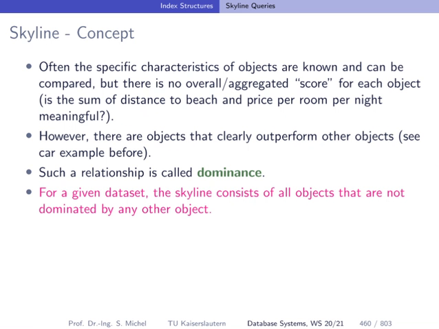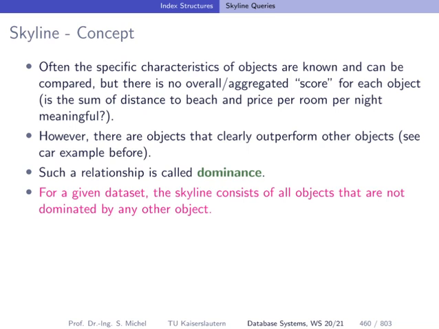So the concept behind skyline computation is to have a set of objects with known characteristics, and it's not possible to sum up or to aggregate these characteristics into one final score that we could use to create a top-k list of these objects. So it's not possible to come up with an aggregated score. However, the objects which are clearly outperforming others, like this car, for instance, that was cheaper and has fewer kilometers on it, these objects that are outperformed can be thrown away. And the ones which remain make up the set that we call skyline.